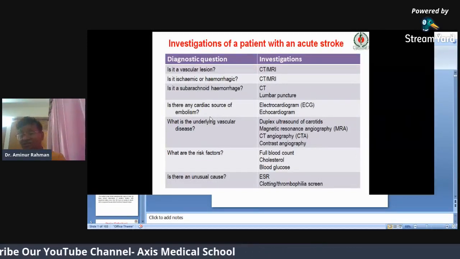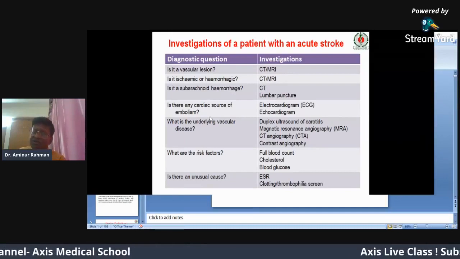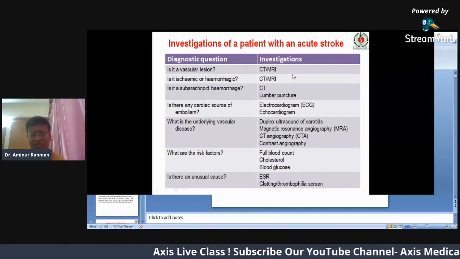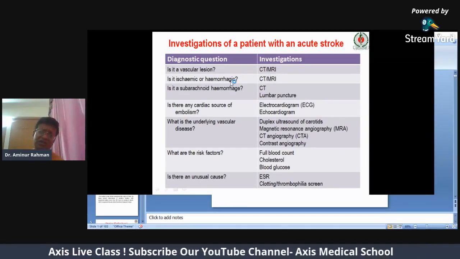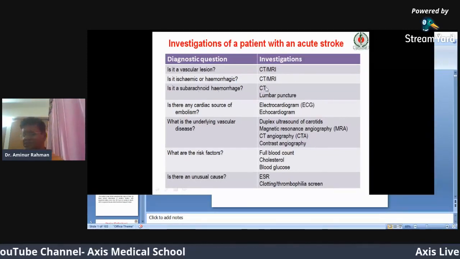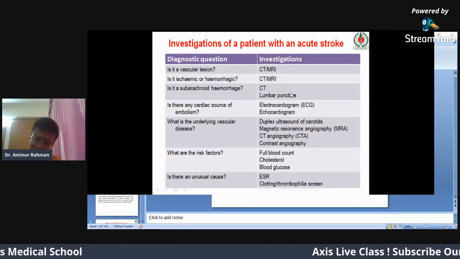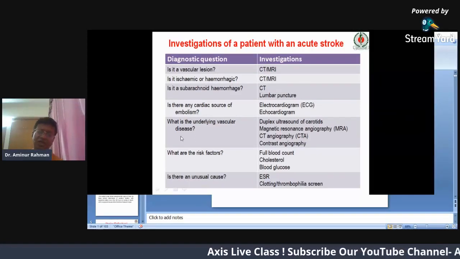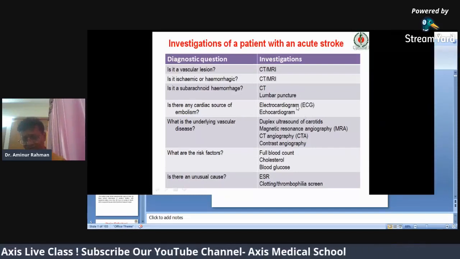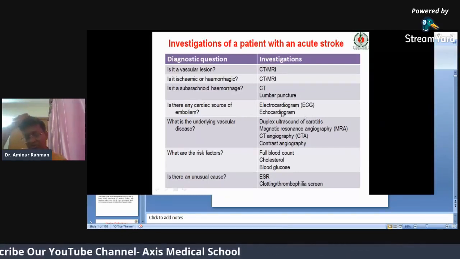So, what investigations do we do for acute stroke? If it is a vascular lesion, it must be CT or MRI. If it is ischemic or hemorrhagic, CT or MRI. If it is subarachnoid, we go for CT scan and lumbar puncture. If there is any cardiac source of embolus, we go for echocardiography.